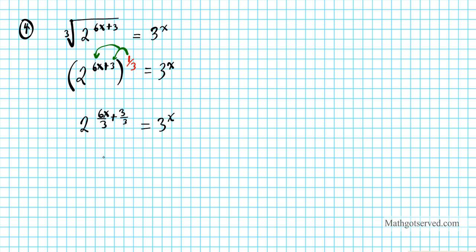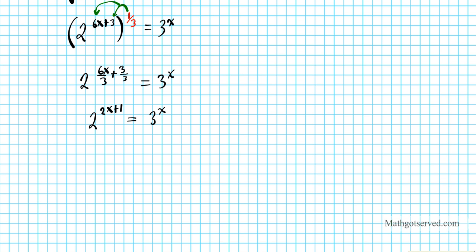If I simplify the powers, I'll end up with 2 raised to the 2x plus 1 equals 3 to the x. Now I have exponents on both sides, which looks good, but since the bases are different, we have to use the common logarithm. So we're going to take the common logarithm on both sides. On the left, I'm going to take the log base 10 of 2 raised to the 2x plus 1, and on the right side, the log base 10 of 3 to the x.